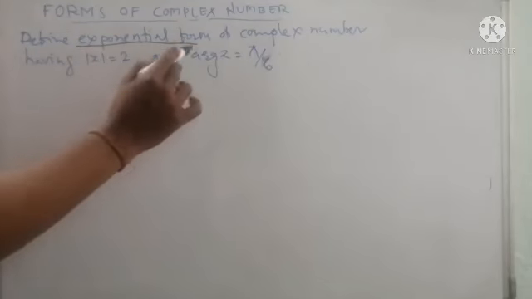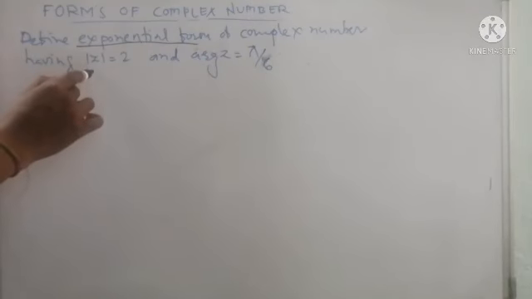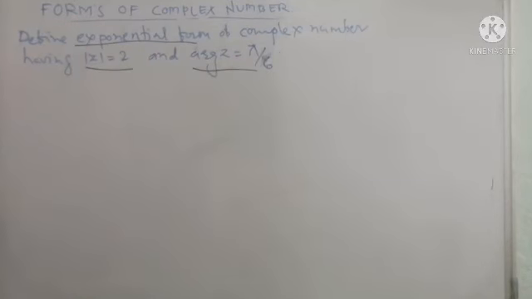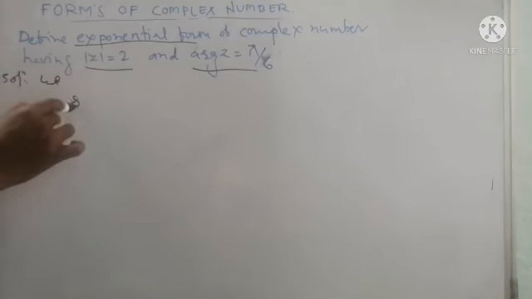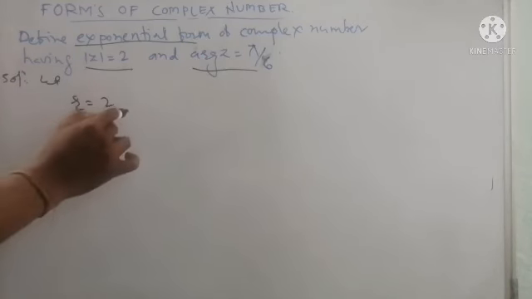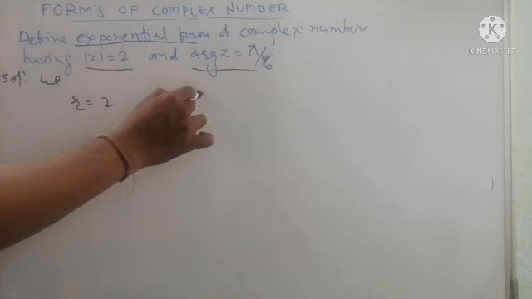Next, define the exponential form of a complex number having modulus of z, that is mod of z is equal to r, and argument of z is equal to pi by 6. Now in this example we are given the modulus r equal to 2, as modulus can be represented as mod of z, and the argument theta is equal to pi by 6.